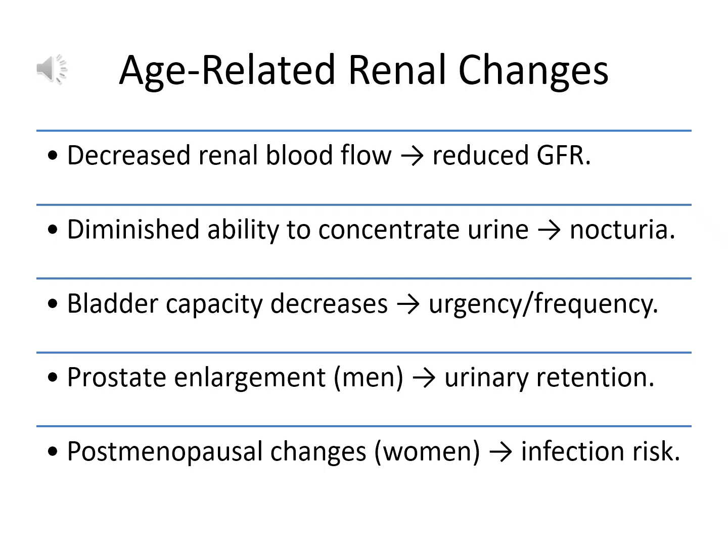Oftentimes, elderly patients have a diminished ability to concentrate urine, which can lead to nocturia or increased urinary changes at nighttime. So they have to get up frequently at night to go to the bathroom. In our female patients, we have changes with our postmenopausal changes. This can lead to urinary dryness, decreased urine output, which can lead to an increase in infection. So just be aware of these. It's not every older patient, but it is more common in patients with advanced age to see these problems with the renal changes.